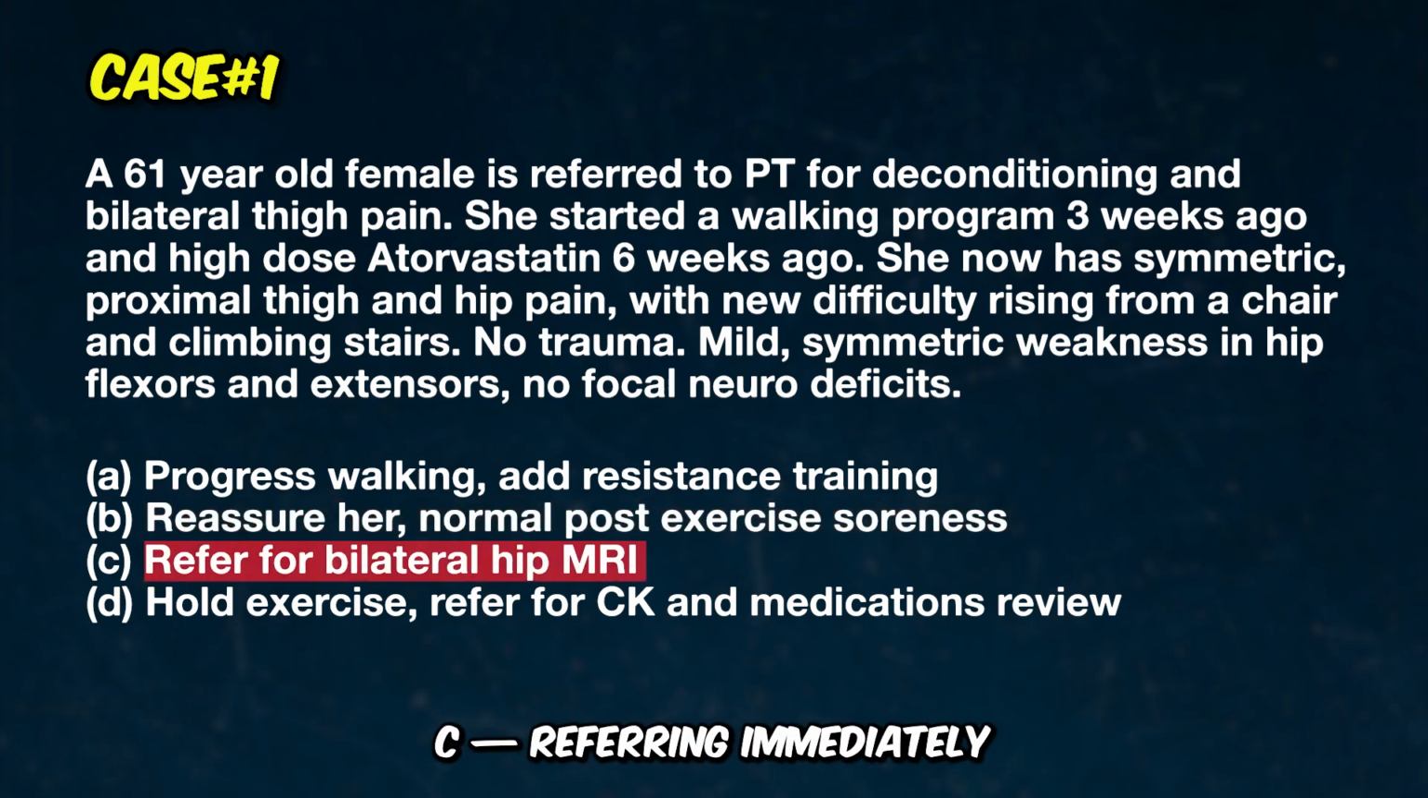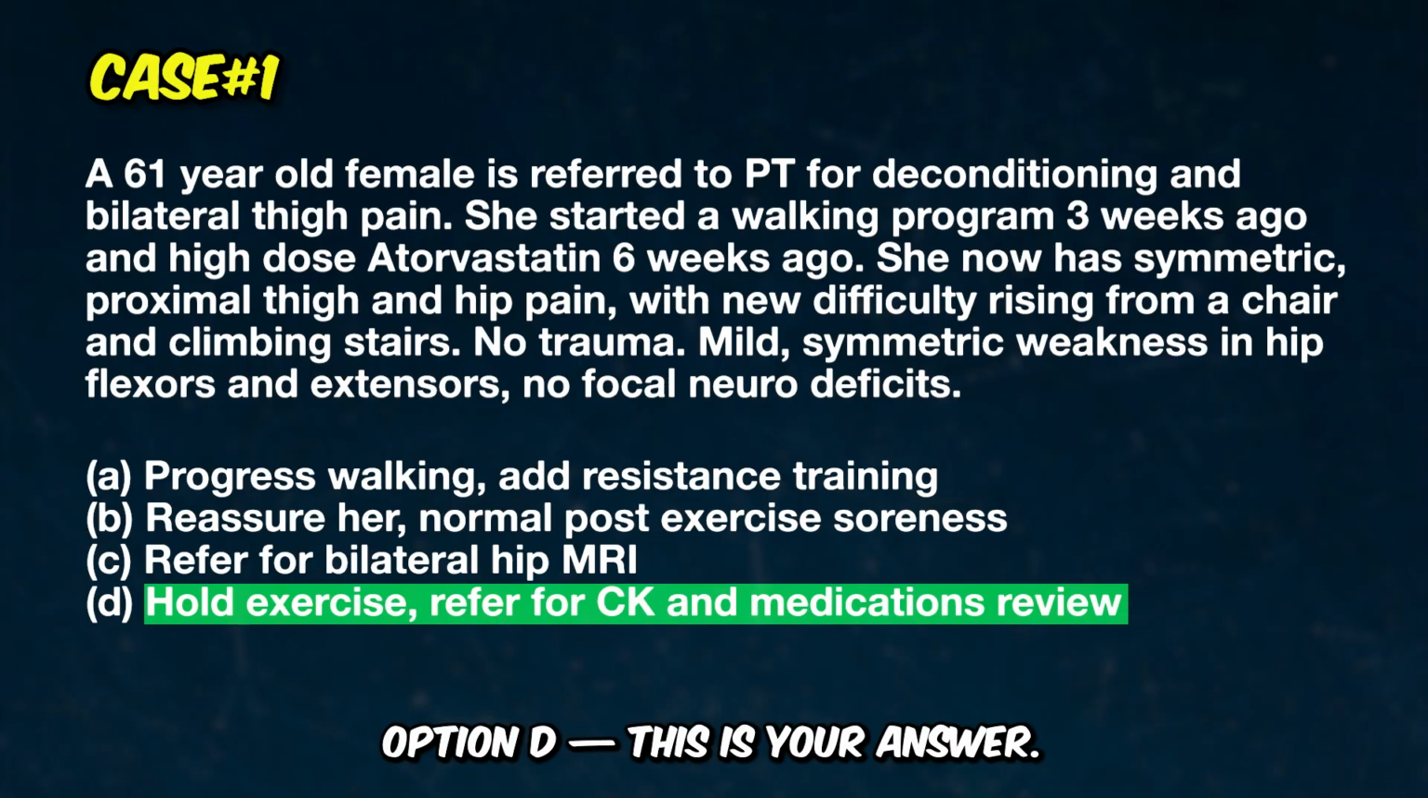Option C, referring immediately for a bilateral hip MRI. This feels thorough and I understand the instinct, but an MRI isn't going to tell you what's actually happening at the muscle cell level here. It's not a structural problem. Ordering imaging when the clinical picture is pointing somewhere else entirely just delays getting her the right workup.